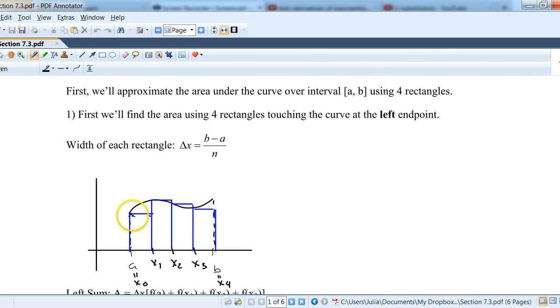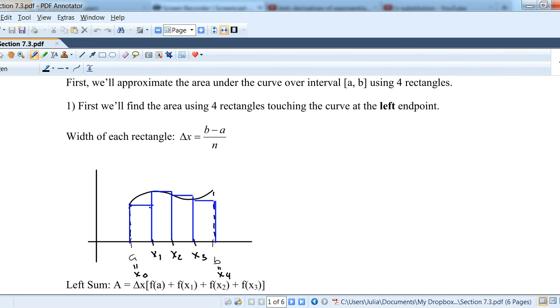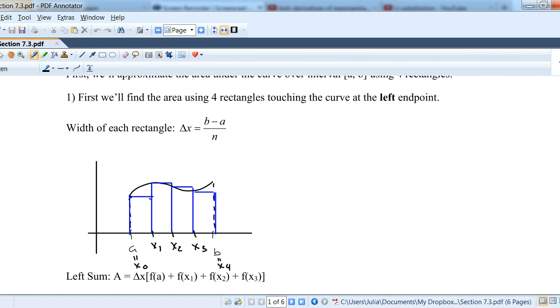So what happens is, if you're touching at the left endpoint, then how we're going to compute the area, if you recall, the area of the rectangle is length times width. But instead of multiplying each length of each rectangle by the width, what we're going to do is add up the lengths and then multiply by the width at the very end. So sort of like a factored out version.